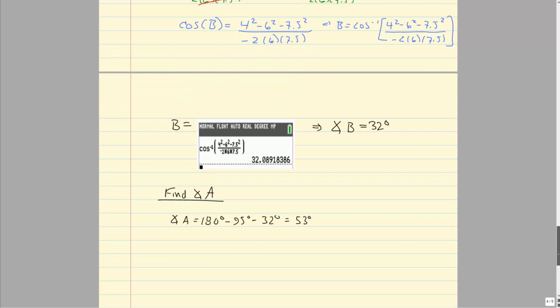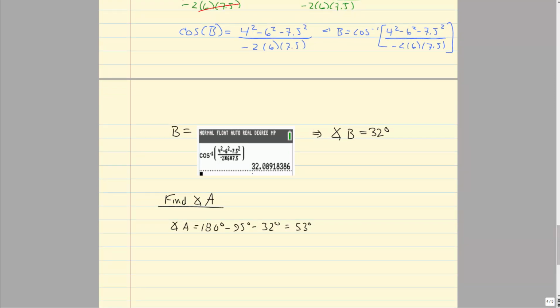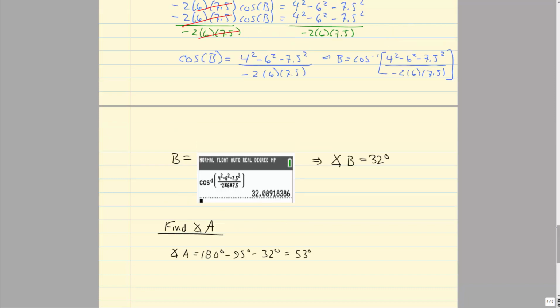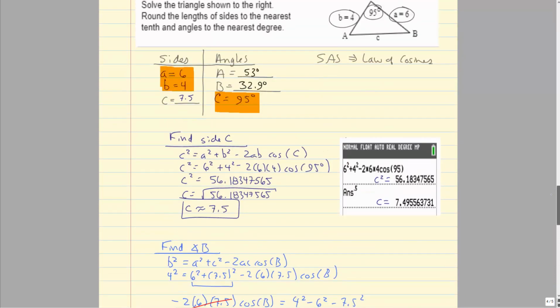Okay, I think we've got it. 32.089, I think I copied it down wrong. So that would be 32 degrees. So this is just 32 degrees up here. Now if I add 53 plus 32 plus 95, I do get 180, so that's a nice checkpoint. So that's again solving. I could have used law of sines as well to find angle B, and it totally doesn't matter, but the whole key is do not round to your final answer.